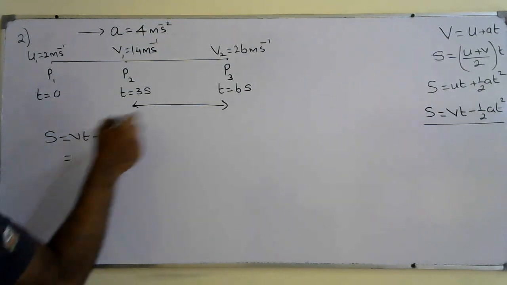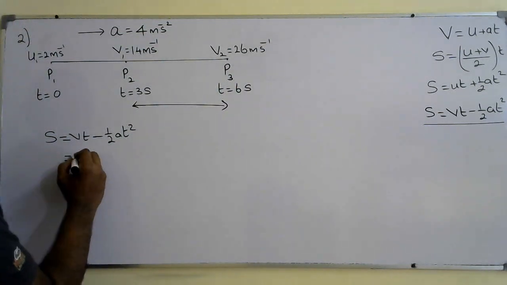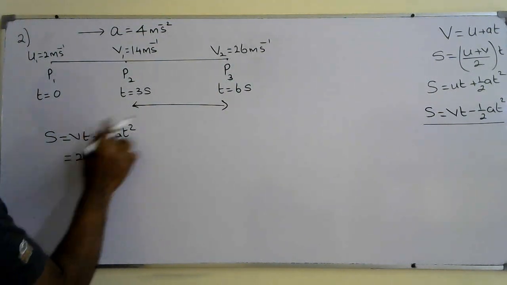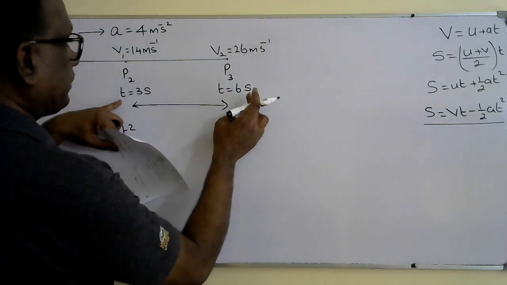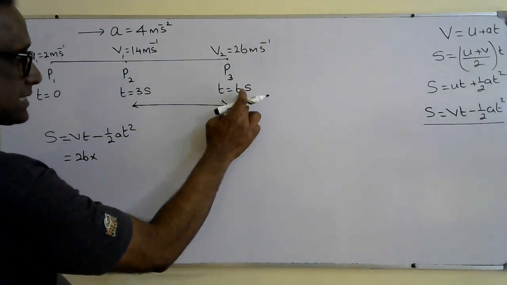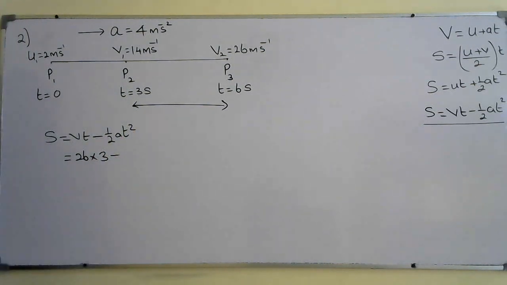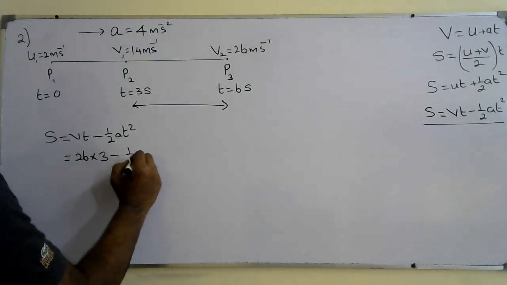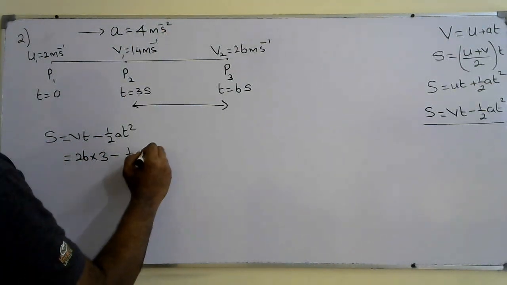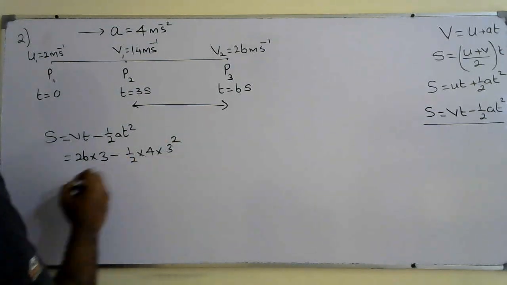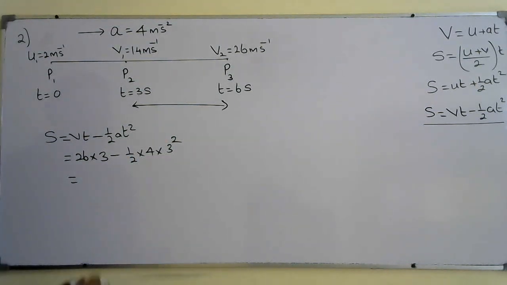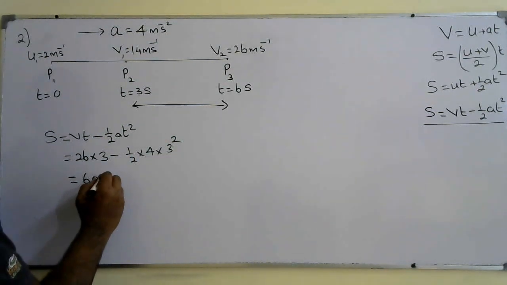So the final speed is 26, and the time duration from P2 to P3 is 3 seconds, because this is 6 seconds and this is 3 seconds. So s equals 26 into 3, minus half into the acceleration 4 into 3 squared. So we will get 60 meters.